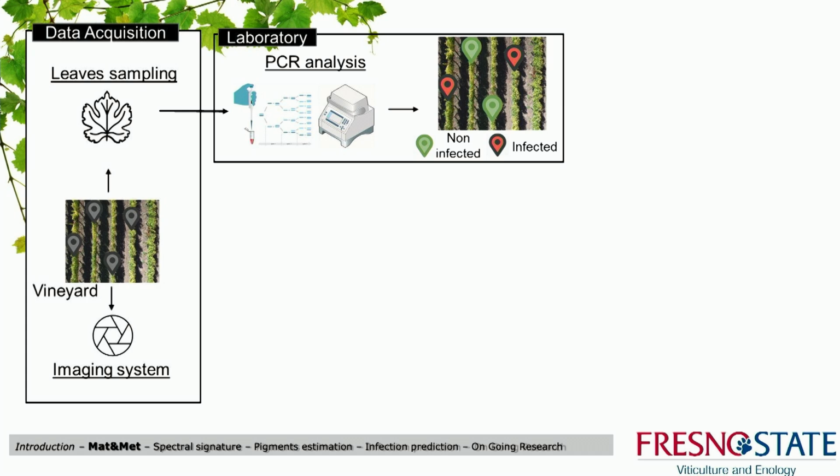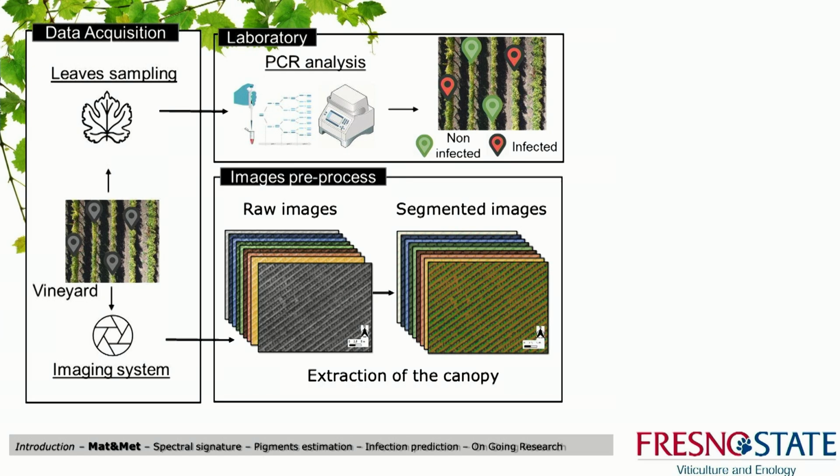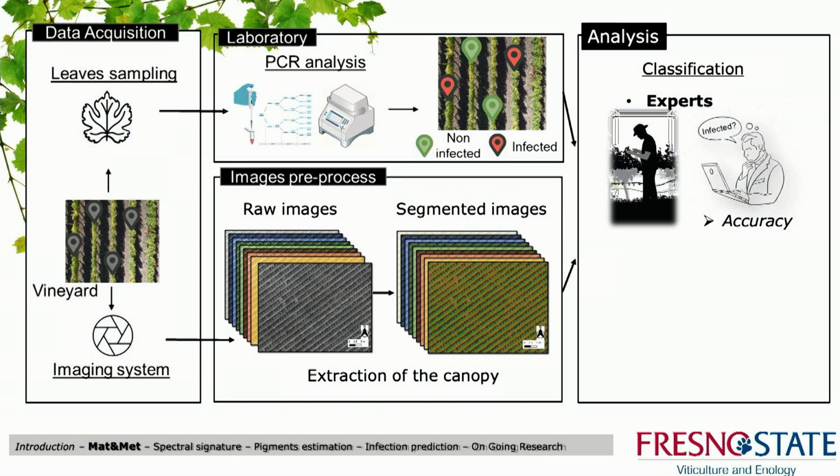We are not based on the visual assessment. We're really trying to predict the ground truth, the PCR result. And then, as I said, we flew the drone. We have the images. Thanks to the resolution of about 2 centimeters, we are actually able to remove the soil, the shade, so we just extract the canopy signal.